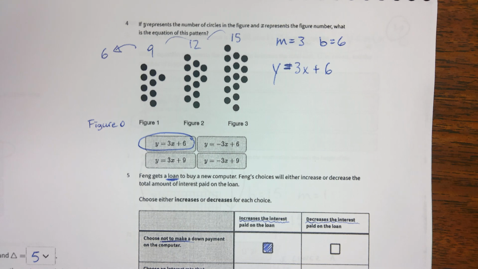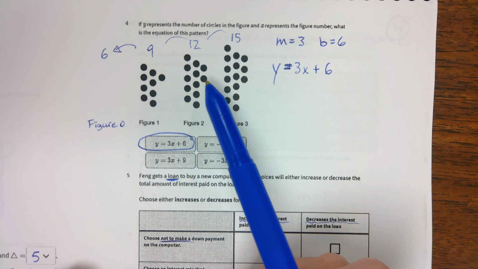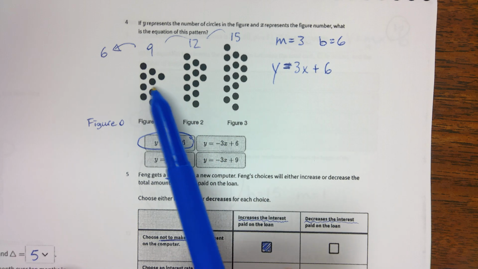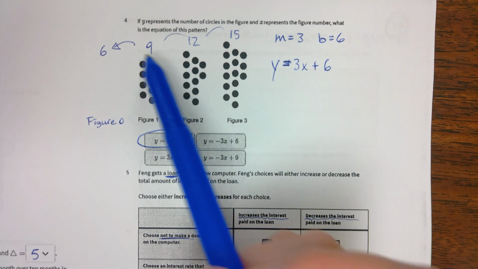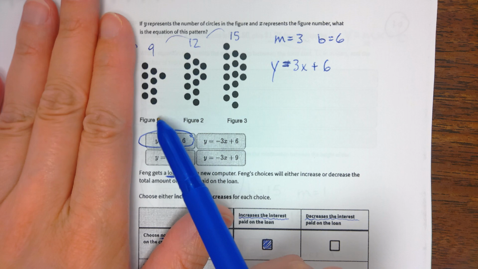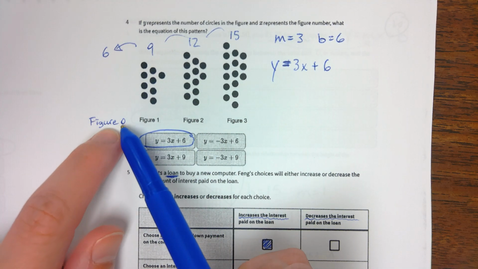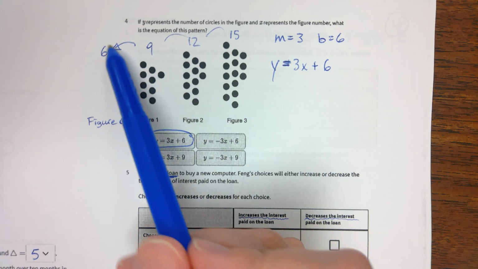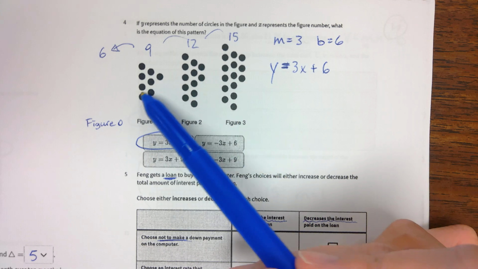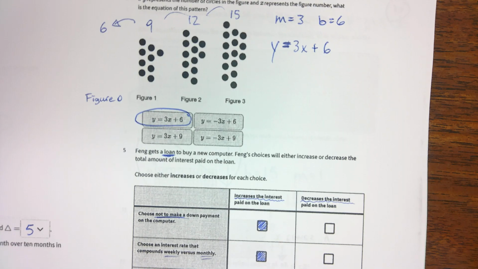Number 4, again, I see this question on EQAO all the time, but be very careful. This is figure 1. So to find the equation of the line, you need when it's figure 0. So go backward one more. It's at 6. So your b value is 6, not 9. Okay, this is a common mistake that people make. You do have to go back to when x is 0.